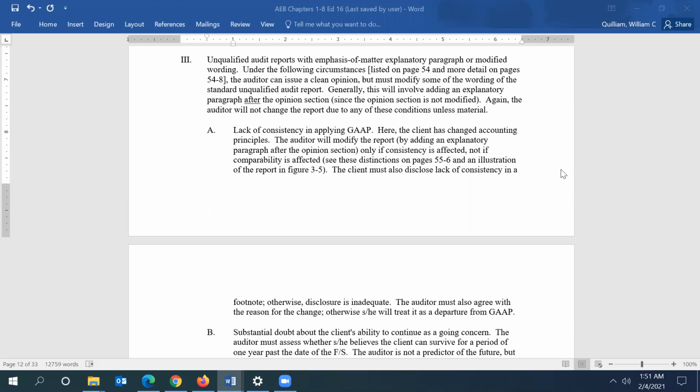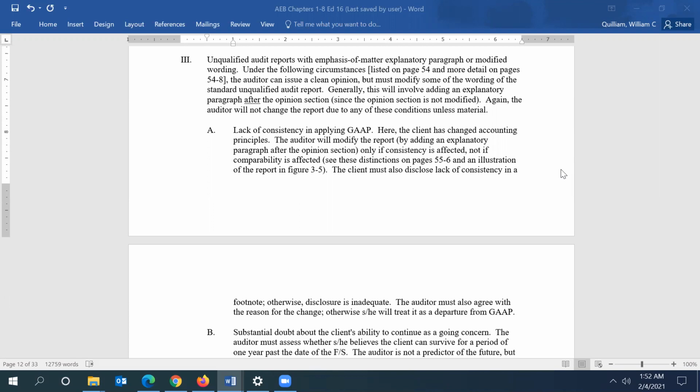Here we have unqualified audit reports with emphasis of matter, explanatory paragraph, or some modified wording. There will be nothing wrong with the client from an accounting standpoint, but the auditor is just going to bring something else out in the audit report. So we'll see some circumstances starting on page 54.